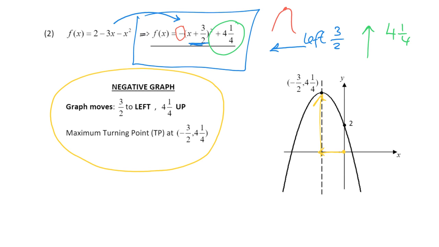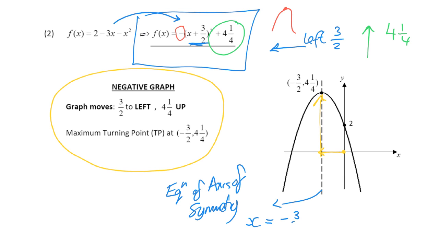It also tells us that the axis of symmetry will follow, as before, the x value of the turning point. So the equation of the axis of symmetry is just x equals negative 3/2.